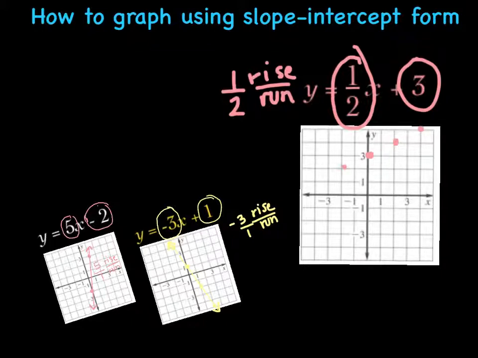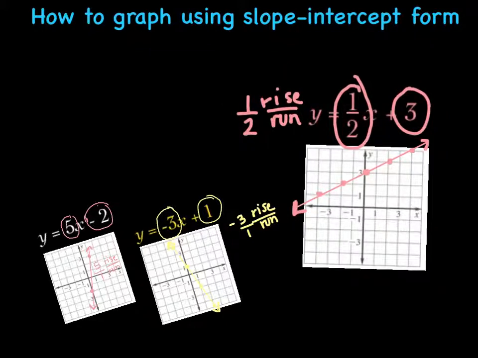then I can actually do some going backwards as well. And of course, I'm going to connect with a line and put arrows on both ends. And that's how you graph using slope-intercept form.